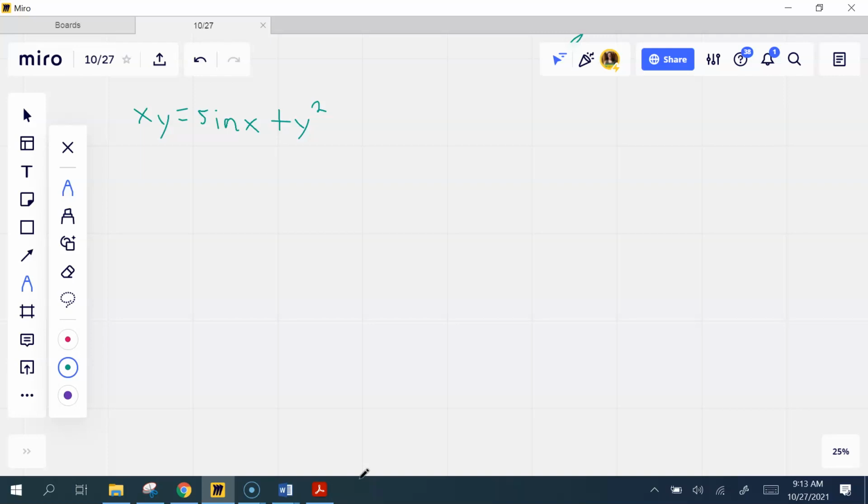So you've got to do a little bit of product rule up in here. Take the derivative of the first, which is just 1, and then times y, plus x dy dx. The derivative of y would be 1, but I just didn't include it. So, and then equals cosine x times 1 plus 2y.